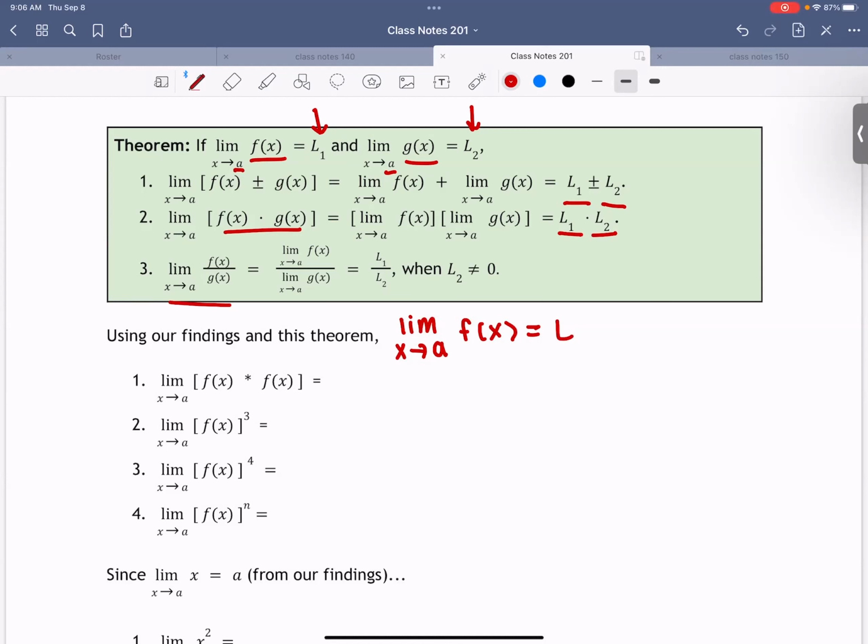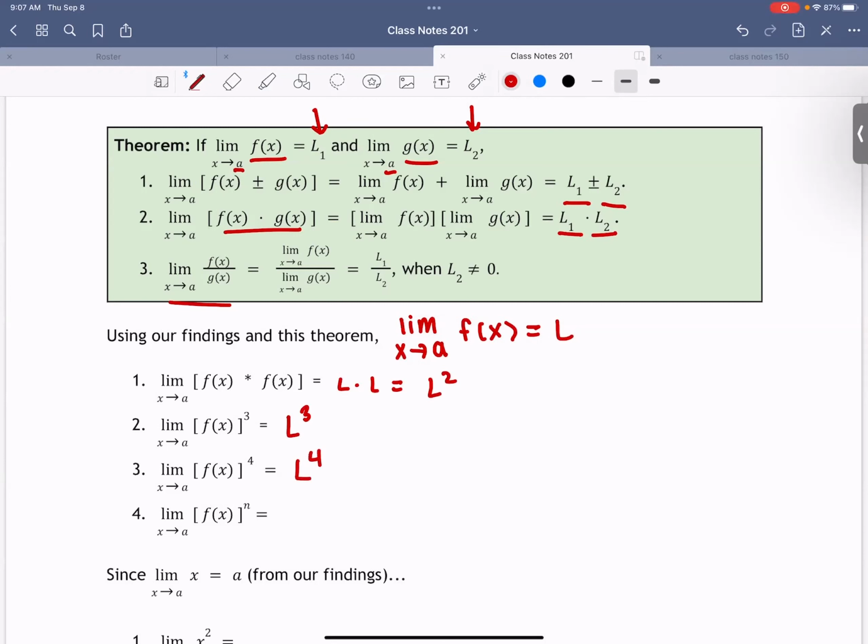Yeah, L times L or L squared, good. So it'd be L times L or L squared, right? When we multiply 2 functions, we multiply their limits. It works the same if we're talking about the same function, right? What do we expect f of x cubed, or its limit, to be? L cubed, right? And I guess L to the 4th, right?